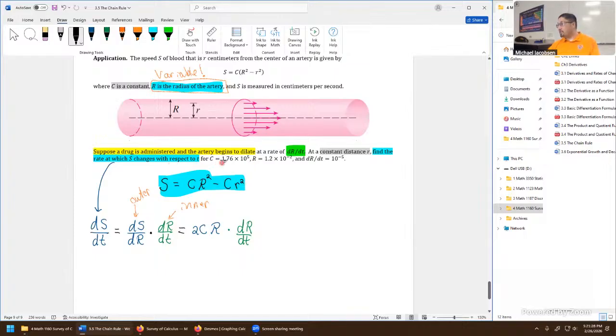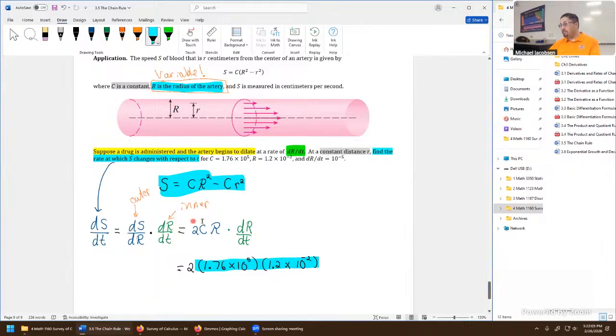When we have a value for the constant, we are only looking at one specific radius, and assuming the drug is dilating at that particular rate for the time in question. So if we plug in all of those constants, we can say this comes out as 2 times, for C, 1.76 times 10 to the power 5. Then we're multiplying by the evaluation. R is 1.2 times 10 to the power -2.